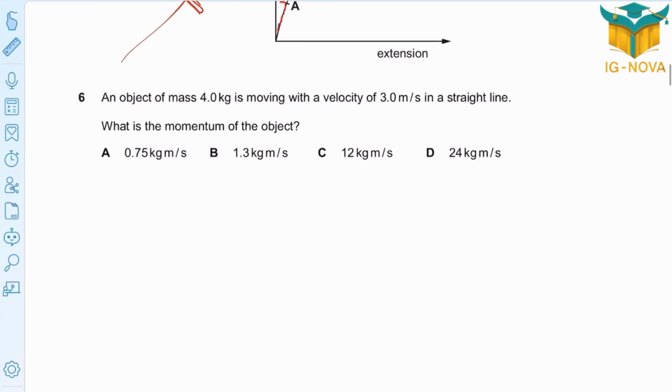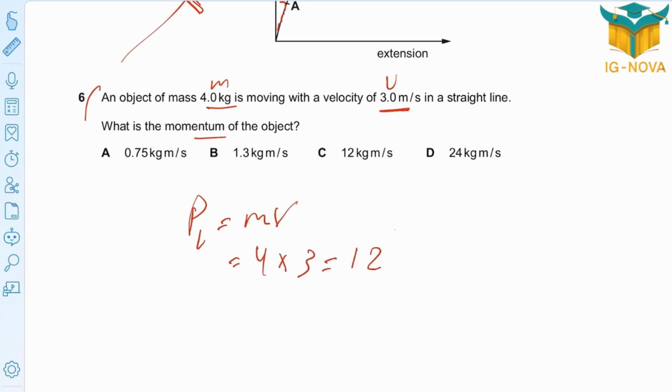Question 6. An object of mass 4 kg, here is the mass, moving with a velocity of 3, here is the velocity, in a straight line. What is the momentum? Momentum, P equals mv. M is 4, V is 3, so it's going to be 12. The unit is kilogram for mass, and for V, meter per second. So it's 12 here, option C. Easy.